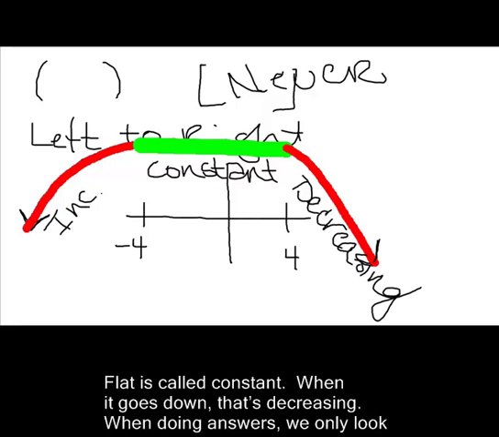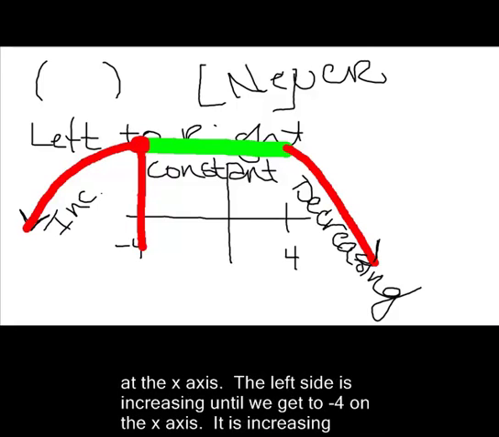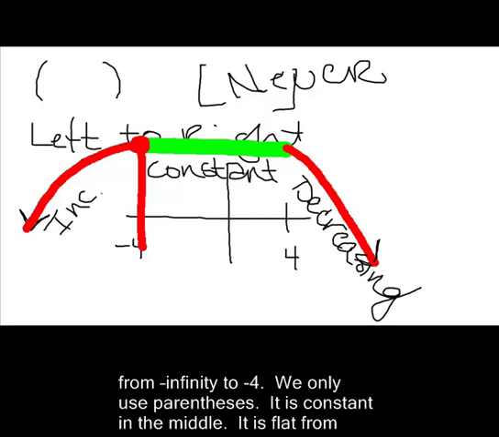Now, when we're doing our answers, we only look at the x-axis. So this left-hand side is increasing until it gets to this point. And that point, if we drop down and look only at the x-axis, is at -4. So it is increasing from the furthest left to -4. So we would call that increasing from negative infinity to -4. And we only use those parentheses.